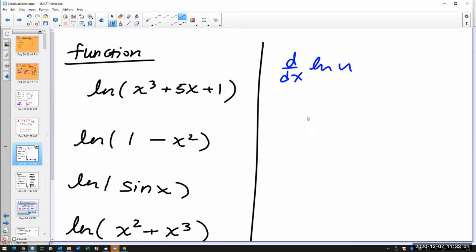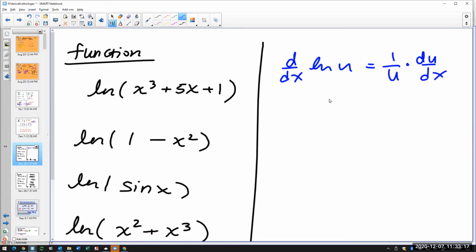It just won't be helpful if you don't have things filled out. What you have to know, the new derivative that you're learning today, is that the derivative of ln of u is actually equal to 1 over u times du dx. That is the derivative of ln of u.